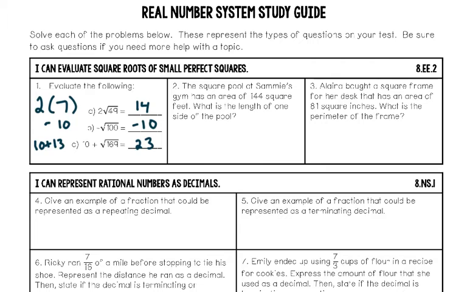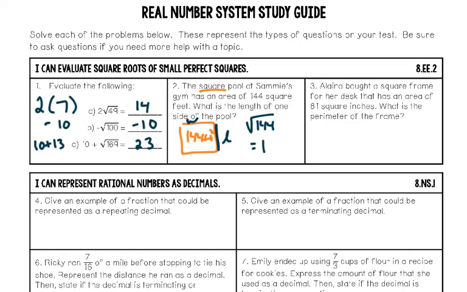It says the square pool, so we see a square, at Sammy's gym has an area of 144 square feet. So I'm going to draw the pool, and the inside is 144 square feet. So what you are looking for is the length of one side of the pool. So we want to know just the length of one side. You're given the area, which is the same as length times width. So we know that something was multiplied by itself, because it's a square, to get you 144. So you're trying to think what number times itself equals 144. So we are going to take the square root of 144 to find the length of one side.